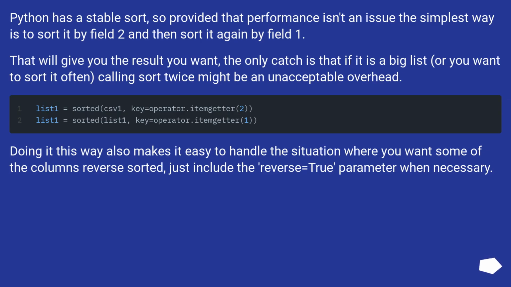Python has a stable sort, so provided that performance isn't an issue, the simplest way is to sort it by field 2 and then sort it again by field 1. That will give you the result you want. The only catch is that if it is a big list, or you want to sort it often, calling sort twice might be an unacceptable overhead.